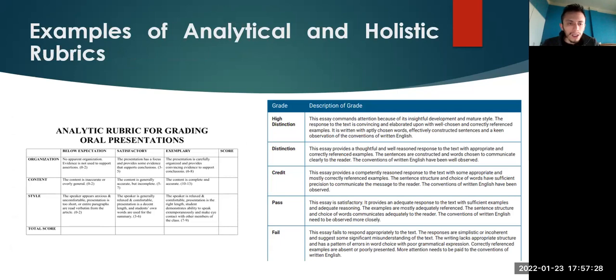Now all of you can see I am sharing two pictures with examples of analytic and holistic rubrics. Analytic rubric for grading oral presentations: below expectations, satisfactory, exemplary, score, organization, content, style, total score. The next picture has grade and description of the grade: high distinction, credit, pass, fail. That is a scoring rubric for assessing writing skill.